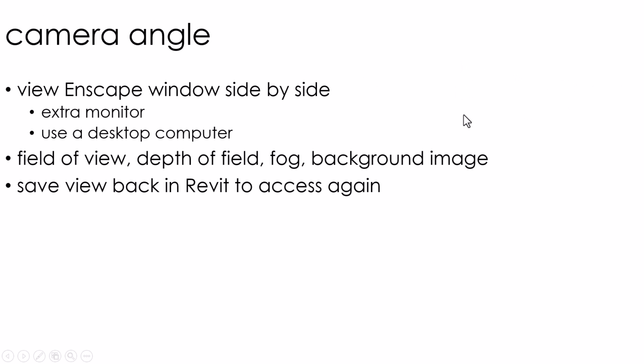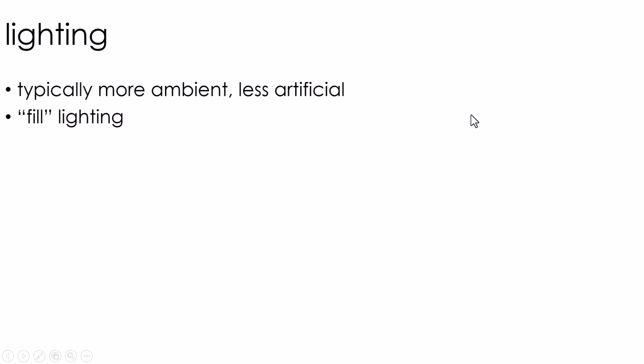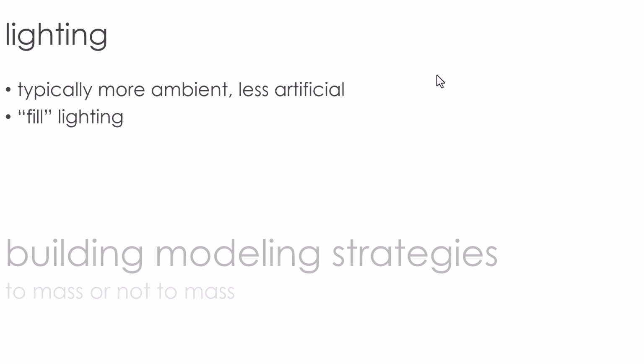Now, other things that you can do are you can figure out the lighting while you're in Enscape, and that, as I mentioned, typically has a lot more ambient light than this fill lighting, which just basically is a kind of general light. You can achieve this in a number of ways, but the Enscape ambient light is probably your best bet to start with, and turn down the sun, turn down the artificial lighting. And again, it takes some tweaking to get it to look like an actual photo.